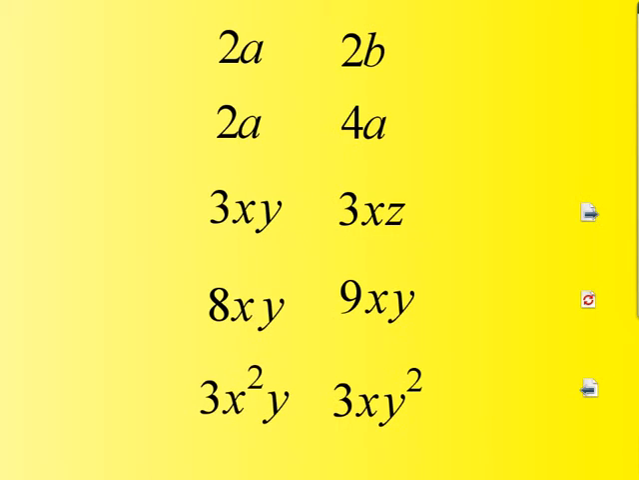Well, before we get into the real understanding of this concept, let's have a look at these terms: 2a and 2b, 2a and 4a, and so on. What we're saying is we want to compare the terms which are adjacent to each other. These are all individual terms, and we want to just see whether they're like or unlike.